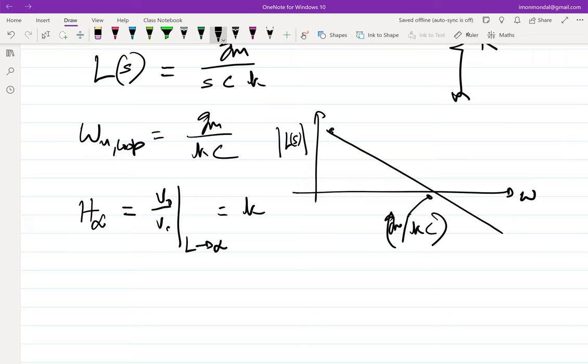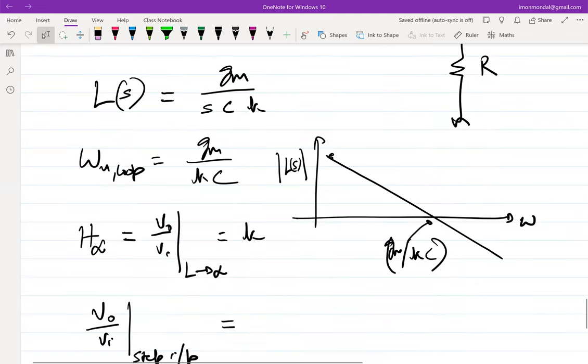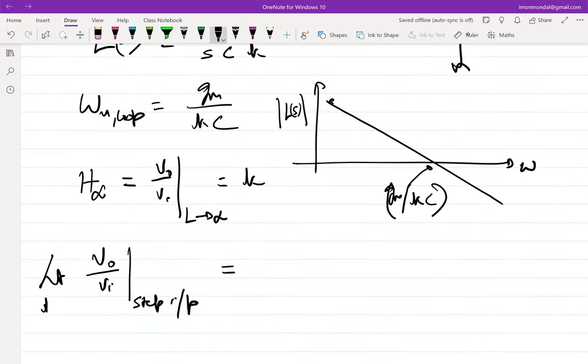But in this configuration, by definition, H infinity is when L tends to infinity. But in reality, in this particular configuration, what is V naught over VI for a step input at time t equal to infinity? Should be k, right? No change.